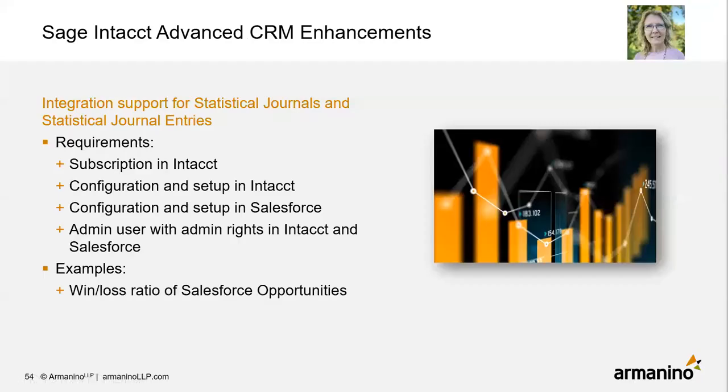So one really exciting enhancement on Advanced CRM, if you have the integration, is that you can now have statistical journals and statistical journal entries sync between Intacct and CRM. So there's a couple of requirements. You have to, of course, have a subscription in Intacct. You have to configure and set up Intacct, and you have to have a configuration and setup in Salesforce and admin users to be able to do that.